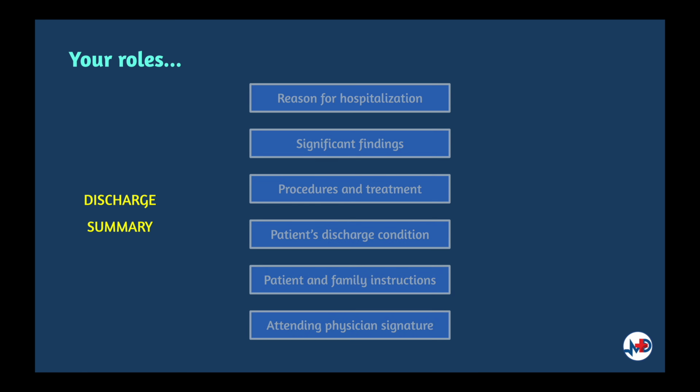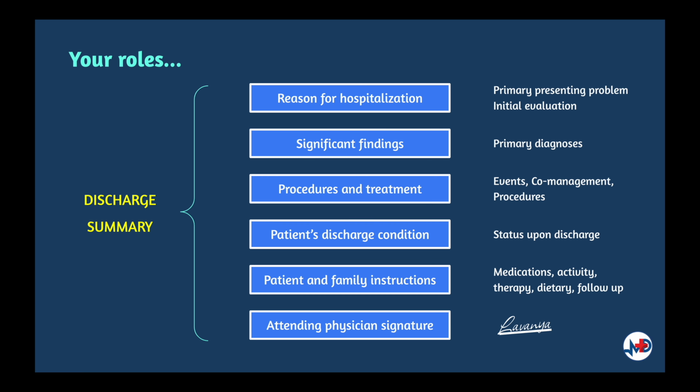So house officers are responsible for formulating a complete discharge summary and carrying out discharge work as stipulated in the summary. There are 6 main components in a discharge summary, which include reason for hospitalization, significant findings, procedures and treatment provided, patient's discharge condition, patient and family instructions, and finally, the attending physician's signature.